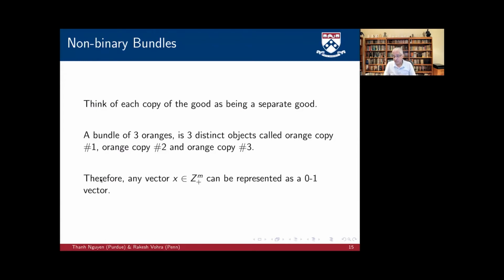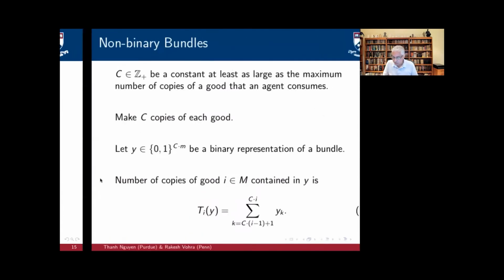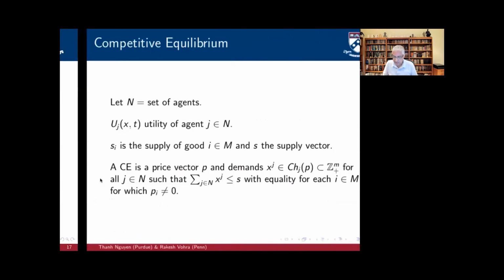And the reason we can do that is if they're consuming multiple copies of a good, let's say an orange, and let's say they consume 3 oranges, then the trick is fairly straightforward. Every copy of an orange gets its own name: orange number 1, orange number 2, orange number 3. And then with this trick, all of our definitions and theorems carry over to the case of non-binary bundles. And now let me tell you about the kinds of theorems that we can prove.